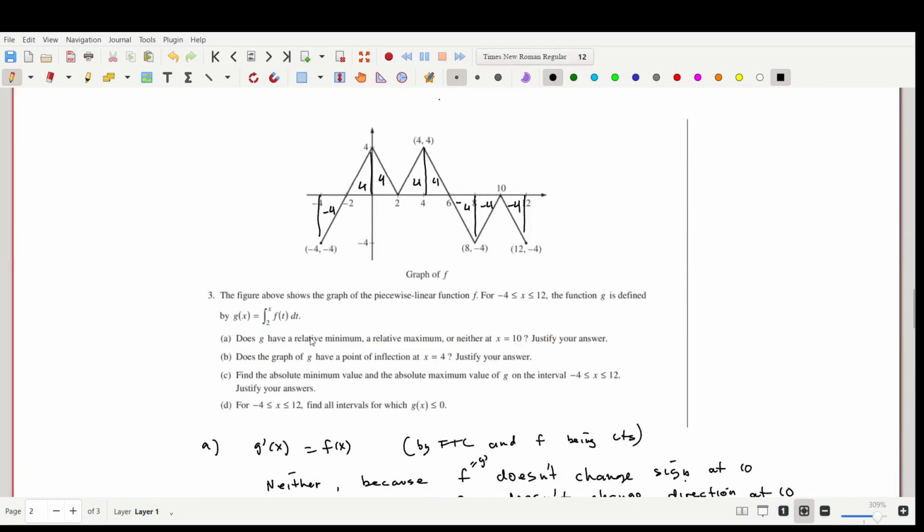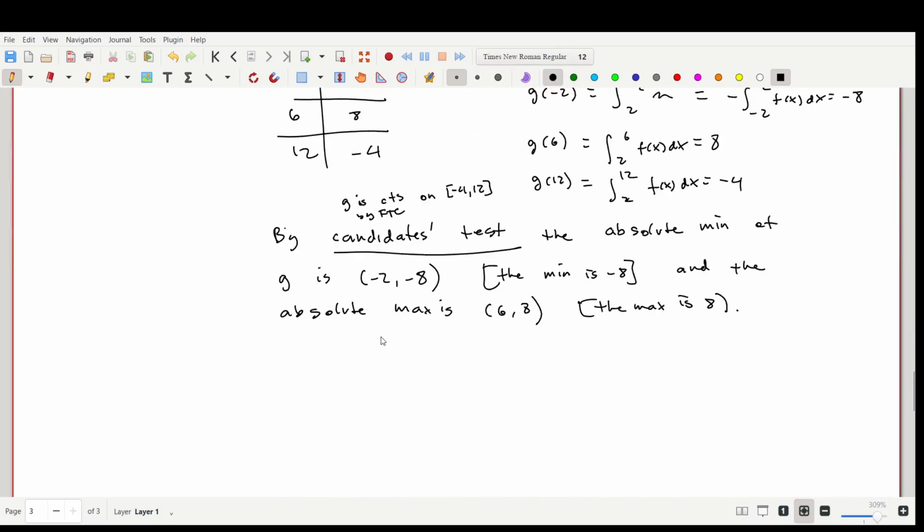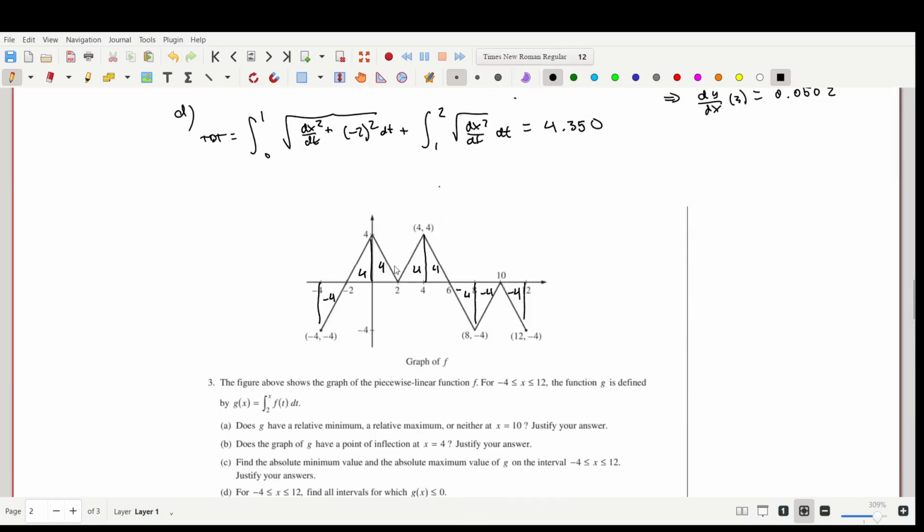All right. For -4 less than x less than 12, find all intervals for which g of x is less than or equal to 0. All right. This one's kind of funny. You can just say it. So it's 0 at 2, and yeah, it's actually a little complicated. It's definitely 0 at 2. And if you go to the left, you pick up some negative area. So it should be negative all the way to the left, I believe.